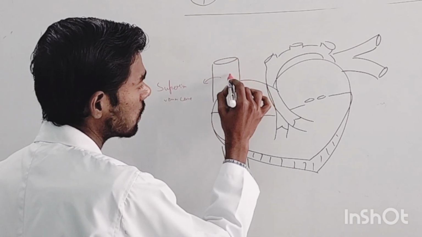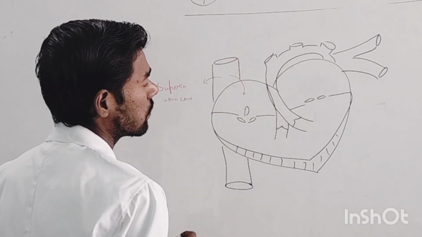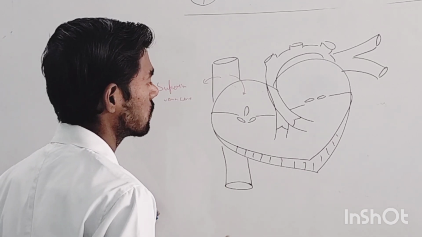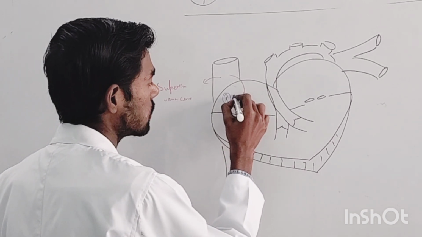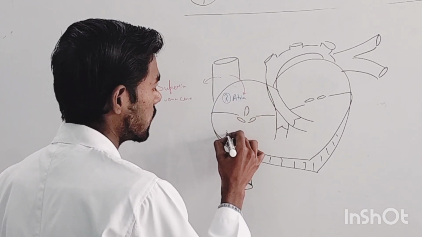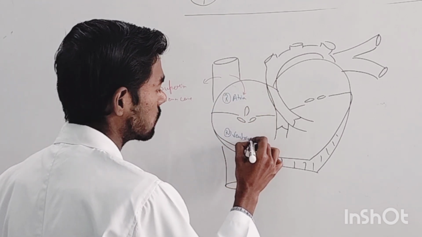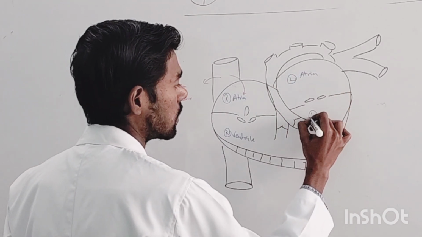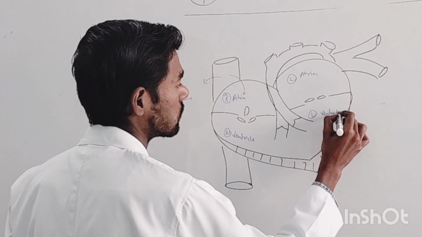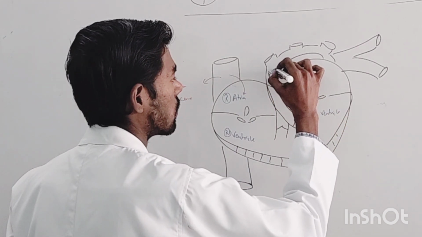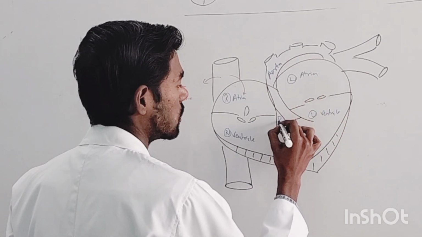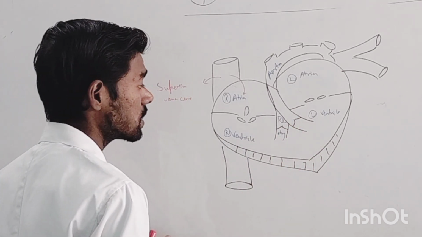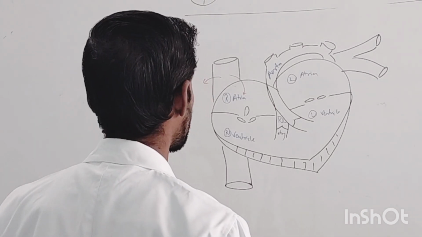The blood first comes in where? What is the name of this chamber? Right atria, right ventricle, left atria, left ventricle, aorta, pulmonary artery. Is it? Now see the direction of blood.